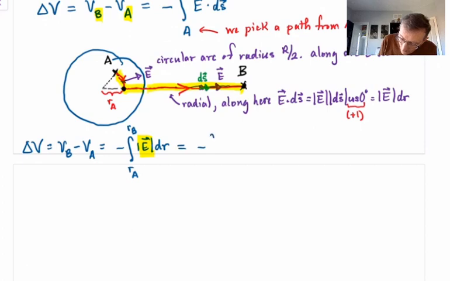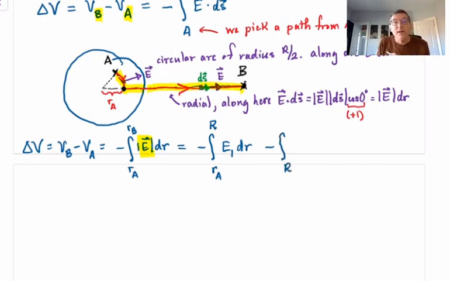Starting at R_A until I get to the surface of the sphere, that's at big R, in which case I'm inside, so the electric field function I have to use is E1. And then I pick up at the surface of the sphere, big R, and I go on out to point B, R sub B, because now I'm outside the sphere, so the electric field function I have to use is the one I was calling E2.